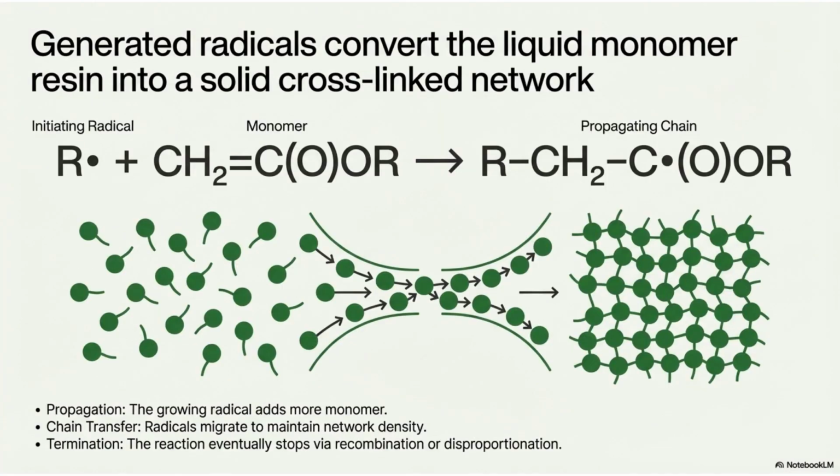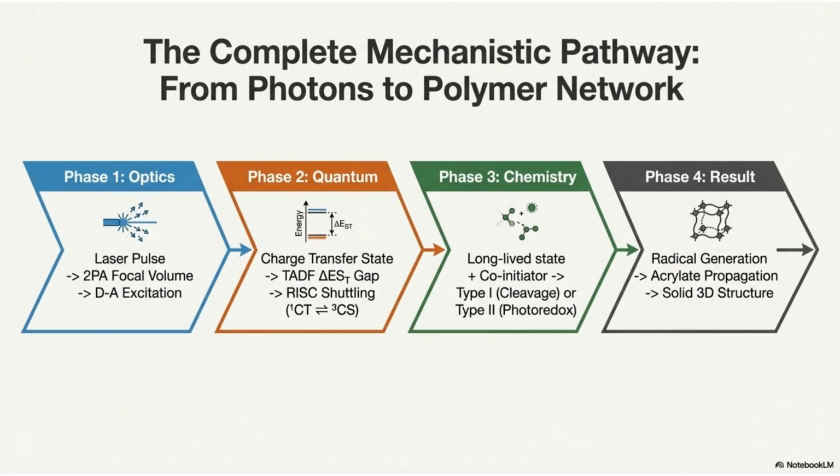Generated radicals convert the liquid monomer resin into a solid cross-linked network. The initiating radical adds monomer, creating a propagating chain. The reaction stops via recombination or disproportionation. The complete mechanistic pathway includes 4 phases: optics, quantum, chemistry, and result. This traces the process from the laser pulse to the final solid 3D structure through radical generation and acrylate propagation.